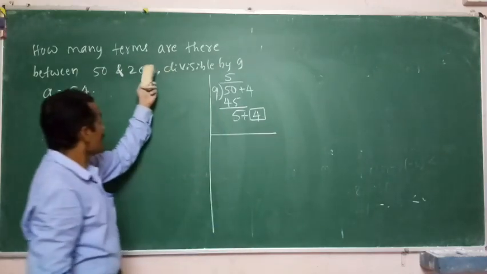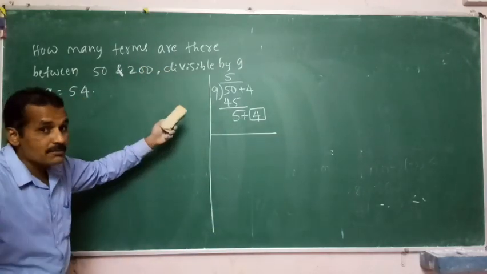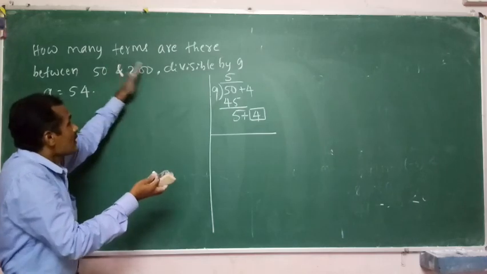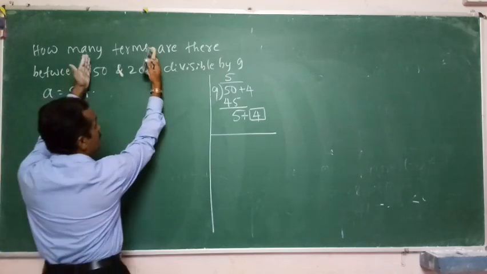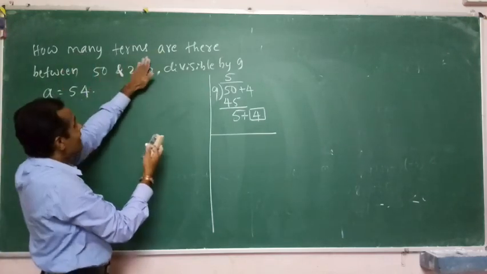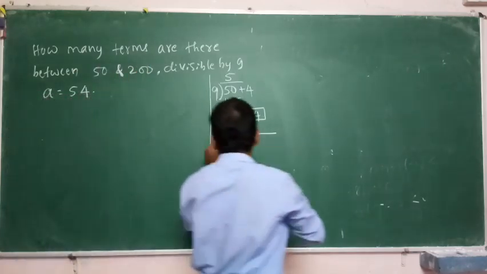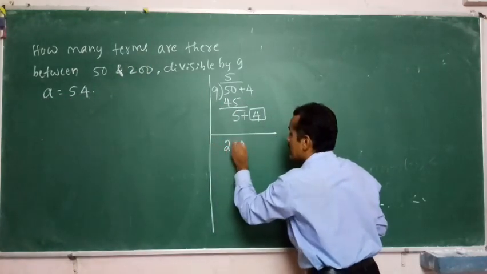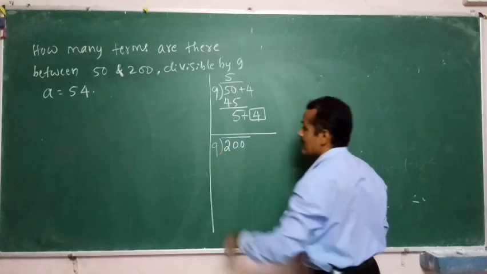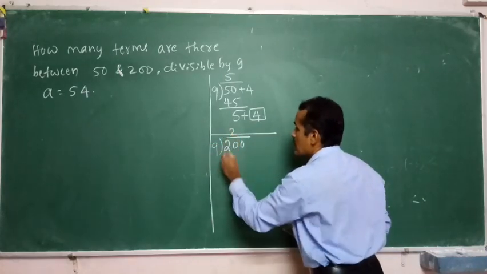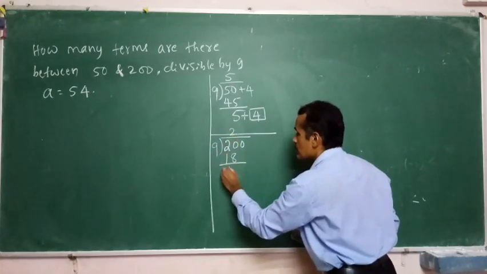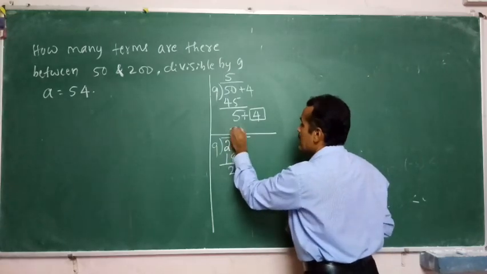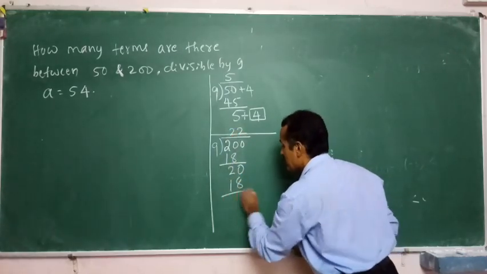Okay. Now, I have to find the last number, which is slightly smaller than 200, because the range is given 50 to 200. More than 50, less than 200. So again I have to divide 200 divided by 9. 9 2s are 18. 2, 20. 9 2s are 18.